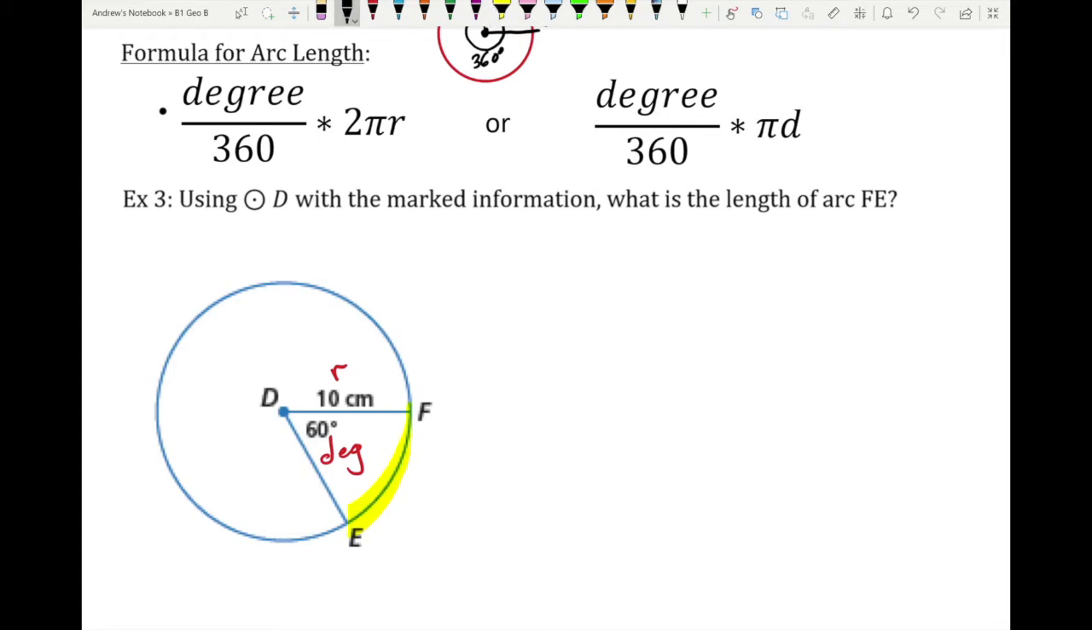The way we're going to do that is take a look at those two formulas and figure out which one makes sense to use. We've got the radius, so I'm going to use that first one. I'm going to take the degree, which is the 60, and divide it by 360. Again, that tells me what fraction of the overall circle I have. Then I'm going to multiply that by 2 pi r. So in this case, that's 2 times pi times that 10 that we had for the radius.